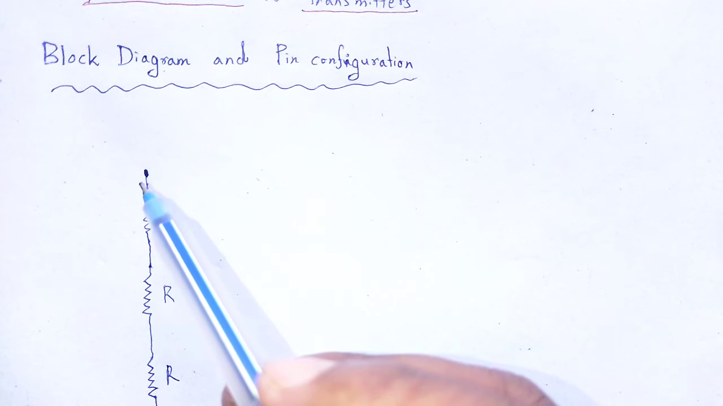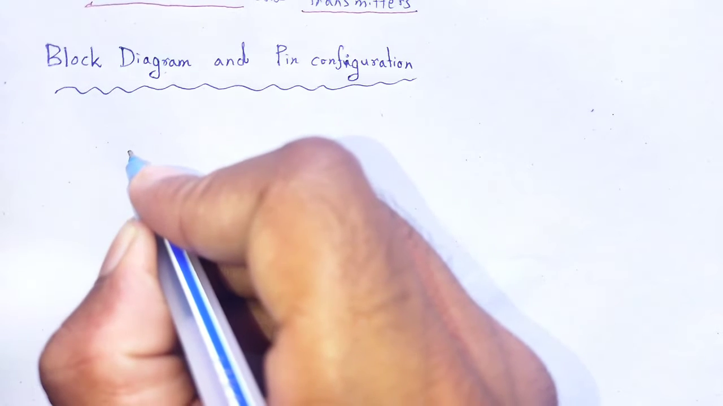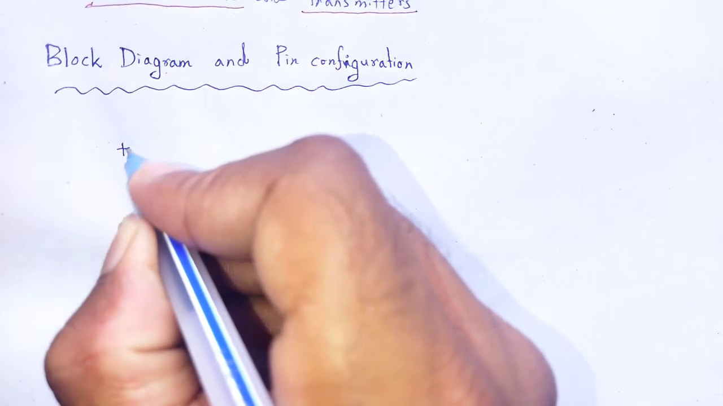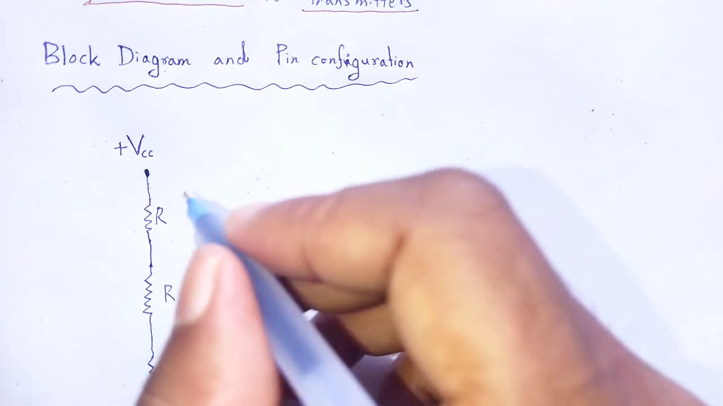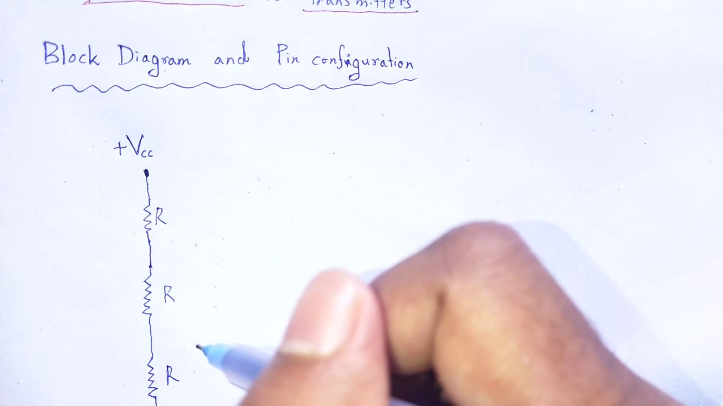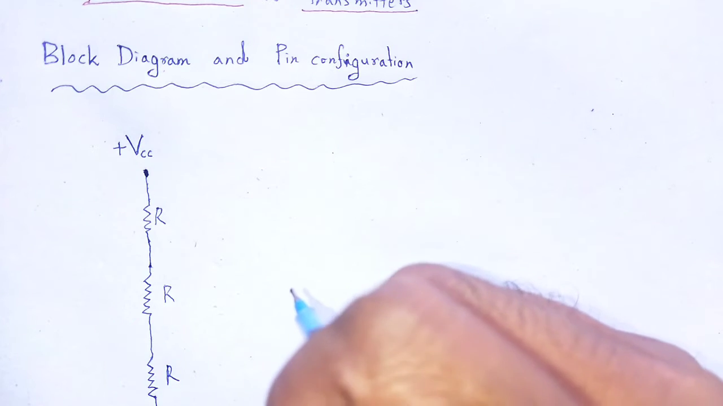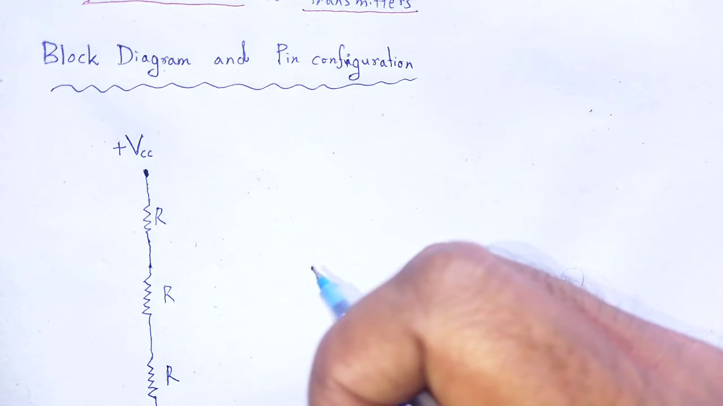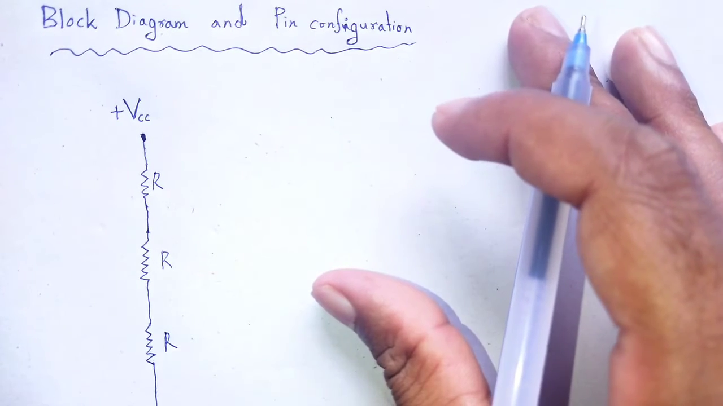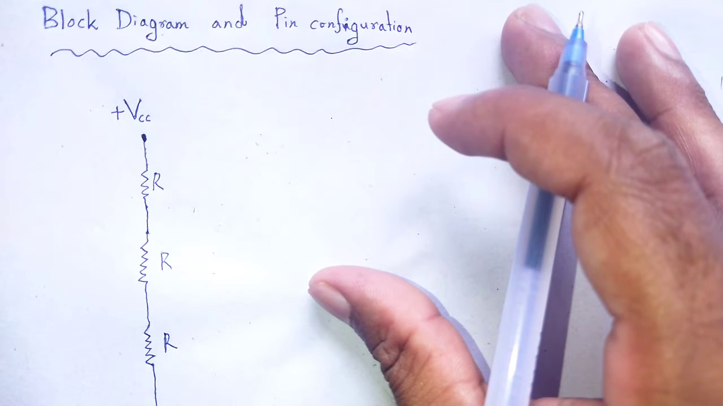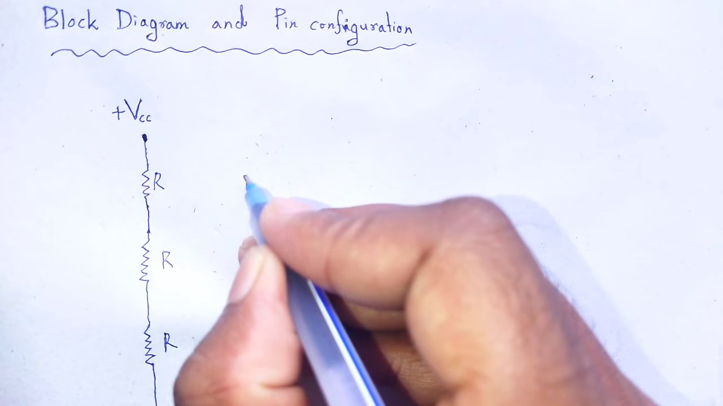The timer is provided with a power supply. We provide it a power supply of, let's say, VCC. Then the resistors, then 2 comparators, that is operational amplifiers.